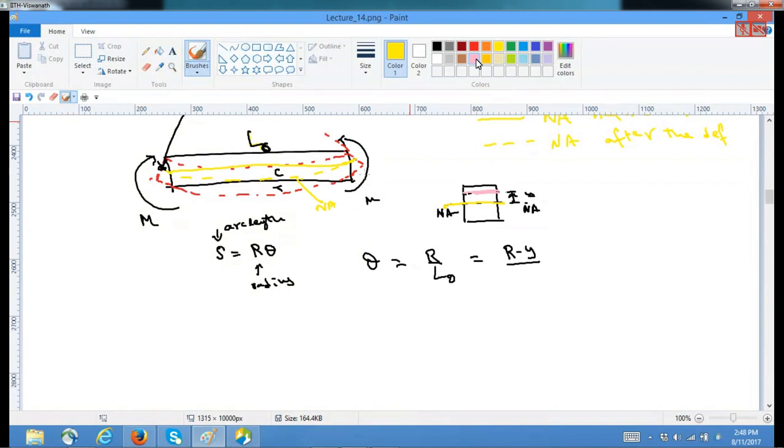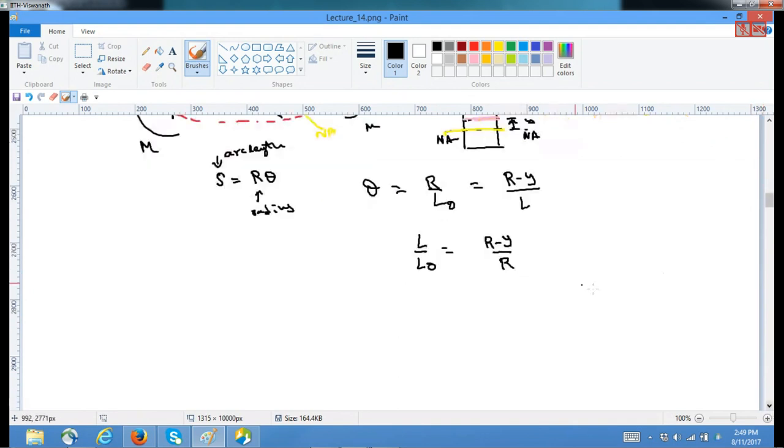So in the deformed configuration, this may be a fiber which is also deforming as an arc of a segment at a height y from the neutral axis. Let's consider its length as L. So I can rewrite this as L by L naught is equal to R minus y by R. Or I can say that L by L naught minus 1, or L minus L naught by L naught, is equal to minus y by R.